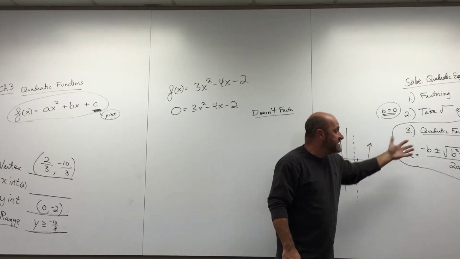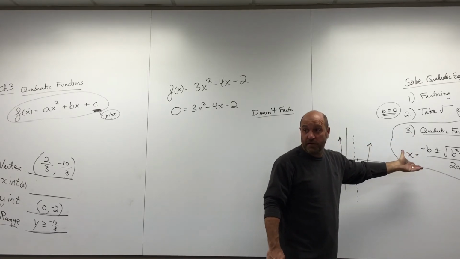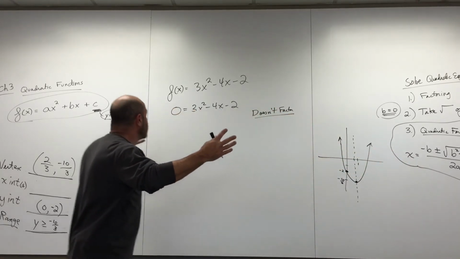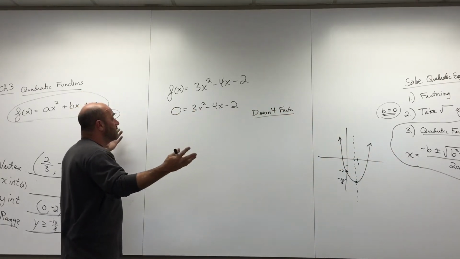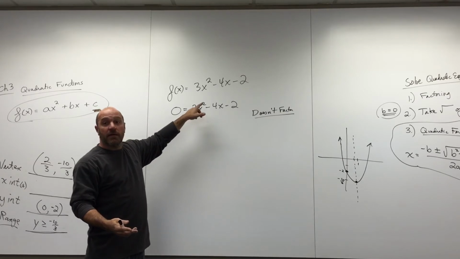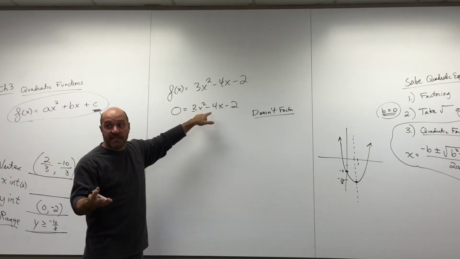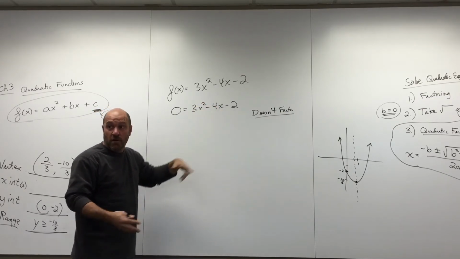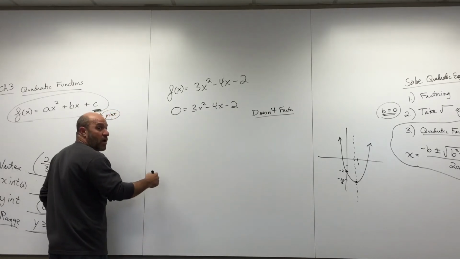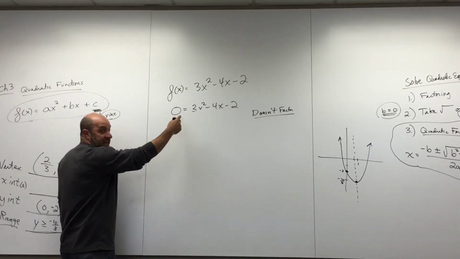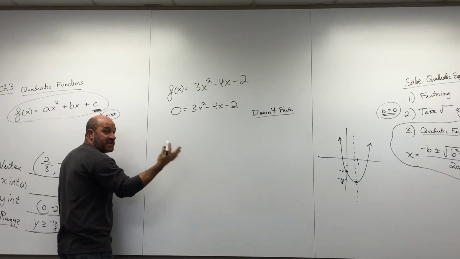You know what a, b, and c are, right? That's not a mystery, is it? In my problem, what's a? 3. And b? -4. And c? -2. So I'm going to do it. You ready? Here we go. I'm going to use the quadratic formula to solve this. I do the magic formula.